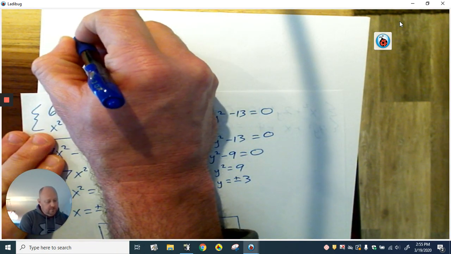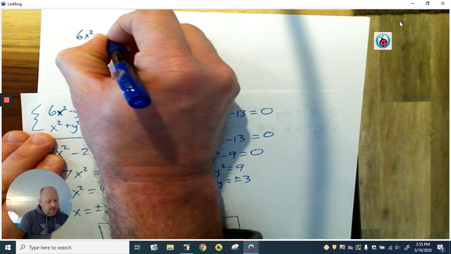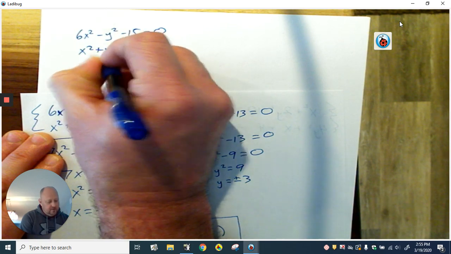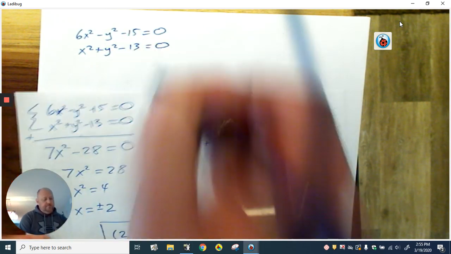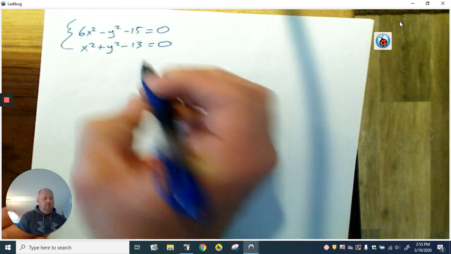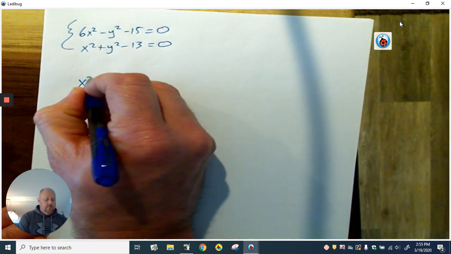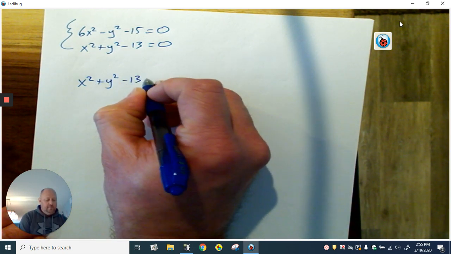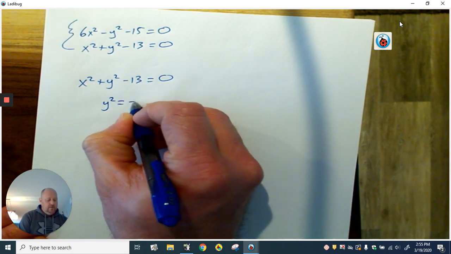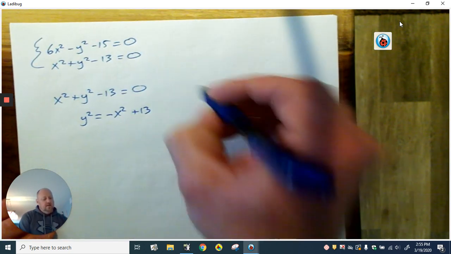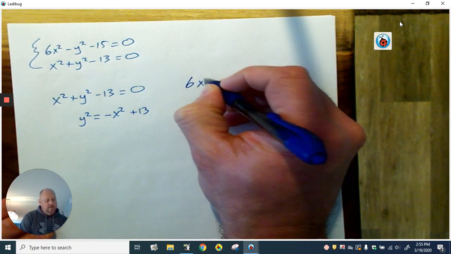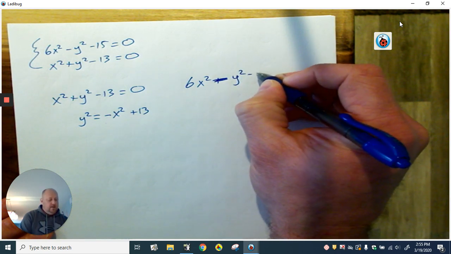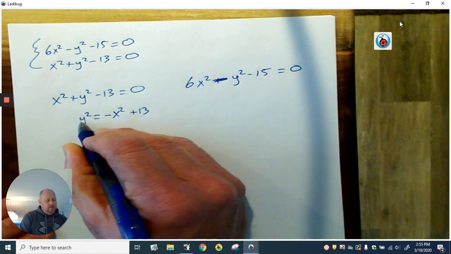So if I have those same two equations, 6x squared minus y squared minus 15 is equal to 0, x squared plus y squared minus 13 is equal to 0. If this was my system, what I could have done is take that second equation and solve it for, let's say, y squared, okay? So it would be y squared is equal to negative x squared plus 13. And then I could substitute that into that first equation. I can stop when I get to y squared because I'm substituting straight for that.